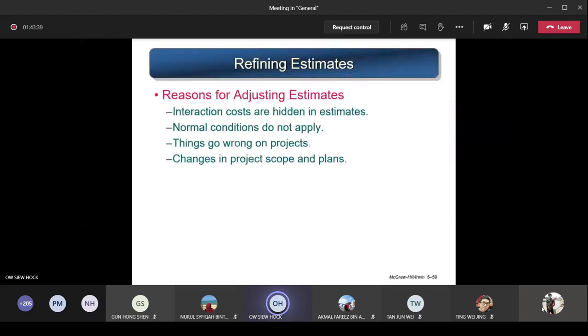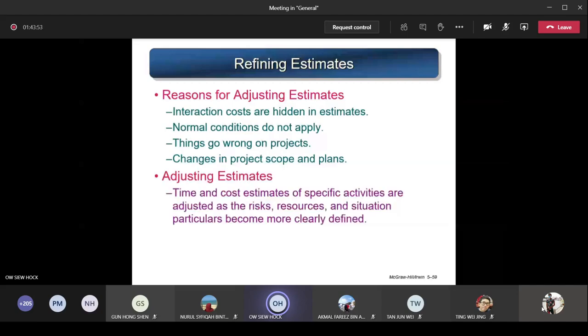Okay, next, refining estimates. The reason for adjusting the estimates. So, interaction costs are hidden in estimates. When you do the estimates, because different departments are involved, you have to communicate, pass messages, talk and discuss with each other. These are interactions, but we never consider that interaction as part of the cost. So, it's hidden. It's never considered. So that's the reason why sometimes you have to readjust the estimation that you make.